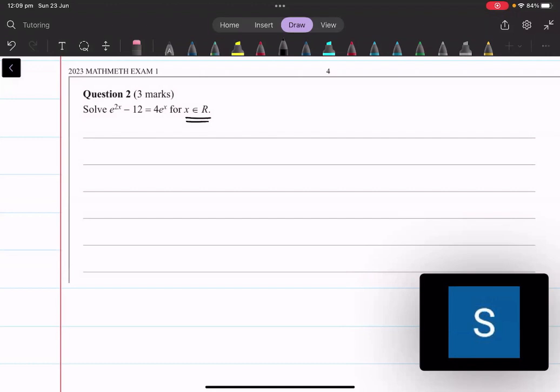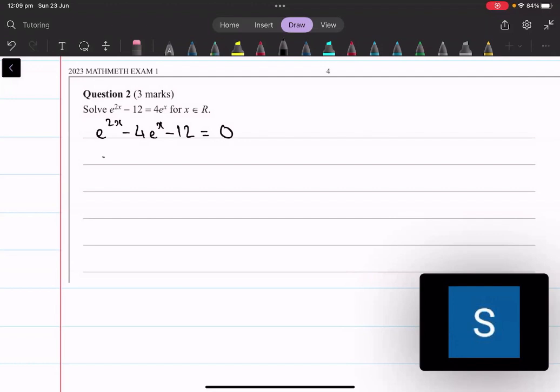So in order to do that, I'm going to move the 4e to the power of x over to the other side and write this as e to the power of 2x minus 4e to the x minus 12 equals 0. So hey, our right-hand side is 0. This is starting to look like a quadratic, but some of you may be wondering, how does that look like a quadratic? Well, hopefully the following substitution will make it clear.